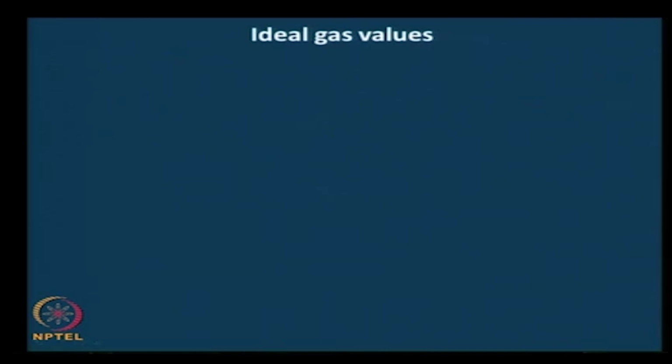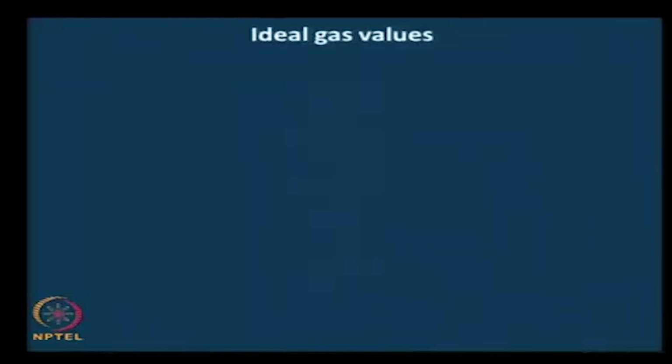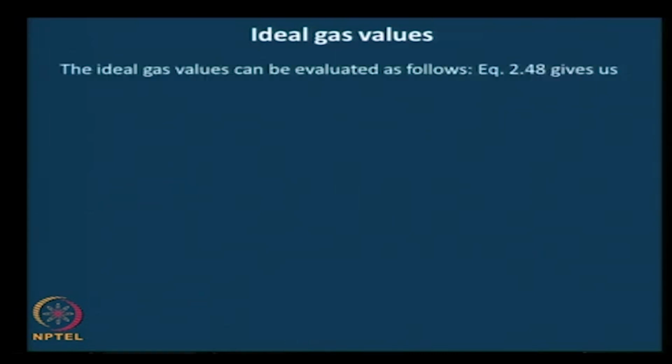So, let us look at the second part now. We had the residual properties evaluation in terms of P, V, T, Z and so on. Now, let us look at how to get the ideal gas values in terms of the easily measurable quantities. The ideal gas values can be evaluated as follows. Equation 248 gave us dH equals Cp dT plus [V minus T (∂V/∂T) at constant pressure] dP. This we have already seen.